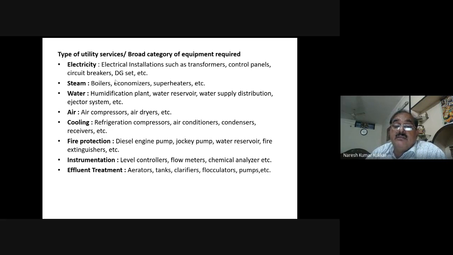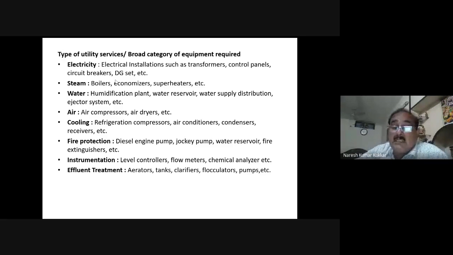Then if there is a cooling-type industry, like in pharma or some sort of storage industry, then comes the refrigeration compressor, air compressor, condenser. Maybe in a dairy plant we use all these things. Refrigeration compressor is required, condenser and receiver are required. Then fire protection of all types. We have studied the hydrant system in the previous chapter.